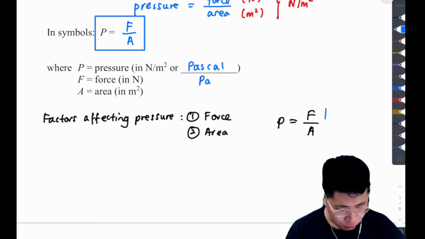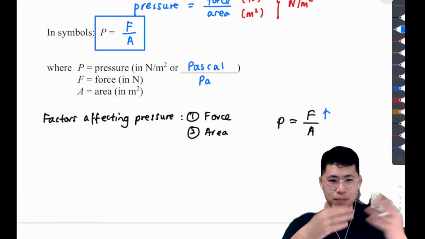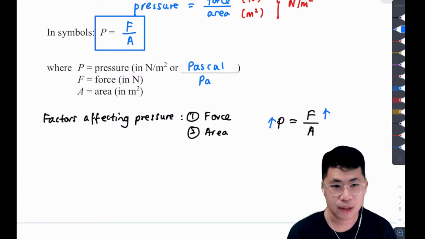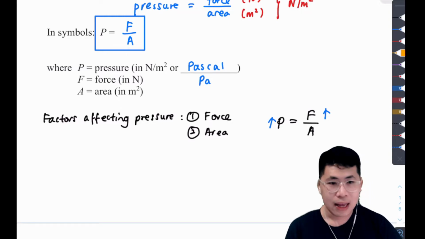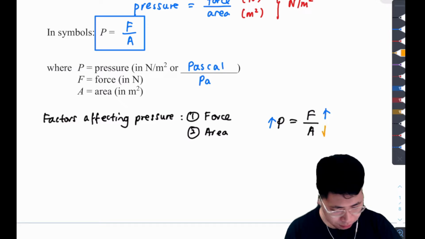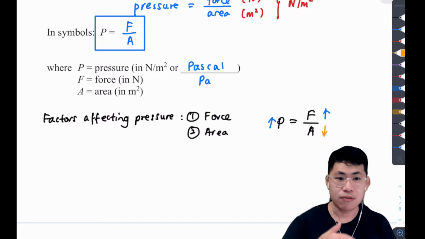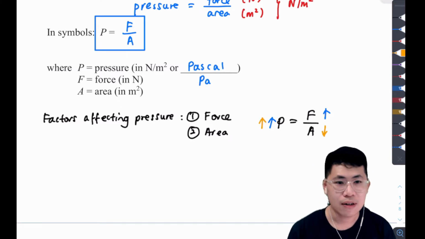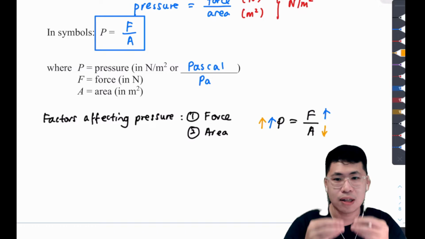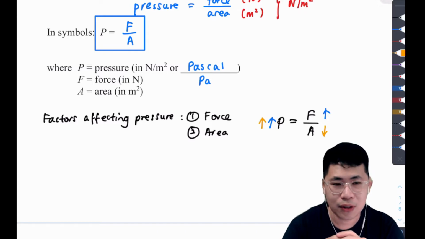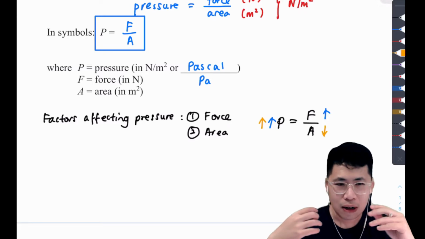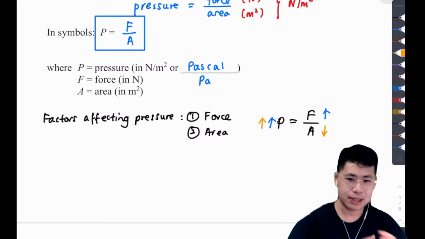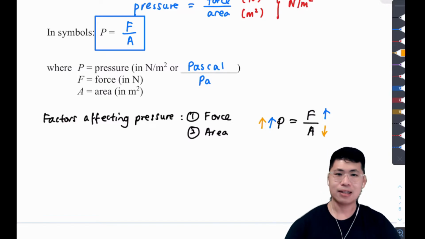Now, if your force increases, because force and pressure are directly proportional, your pressure will also increase. If your area decreases, because it is inversely proportional to pressure, your pressure will increase with a smaller area. The pressure is concentrated on a small piece of area. So when the force increases, your pressure increases. When the area decreases, your pressure increases. This is how we analyze our pressure.